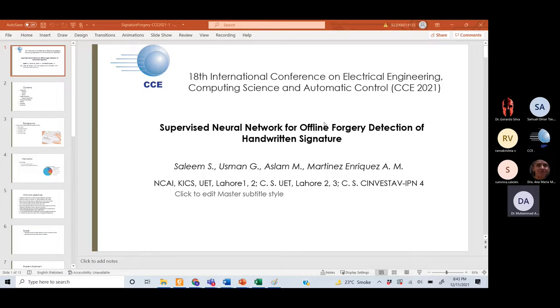I am Dr. Muhammad Aslam, currently serving at the University of Engineering and Technology, Lahore, Pakistan. I am going to present this paper. The title is Supervised Neural Network for Offline Forgery Detection of the Handwritten Signature. My co-authors are Summra Saleem, Dr. Usman Ghani, and Dr. Martinez and Enriquez from Mexico.